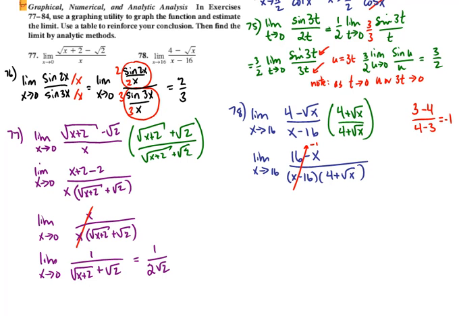So we'd have the limit as x approaches 16 of negative 1 over 4 plus the square root of x. Now when we plug in 16 for x, square root of 16 is 4, we get negative 1 over 4 plus 4. And actually we don't even need the limit anymore. We would just get negative 1 over 8. And you could find these limits using your calculator as well and see that that's precisely what we get there as well. So we'll go on to 79 in the next video.